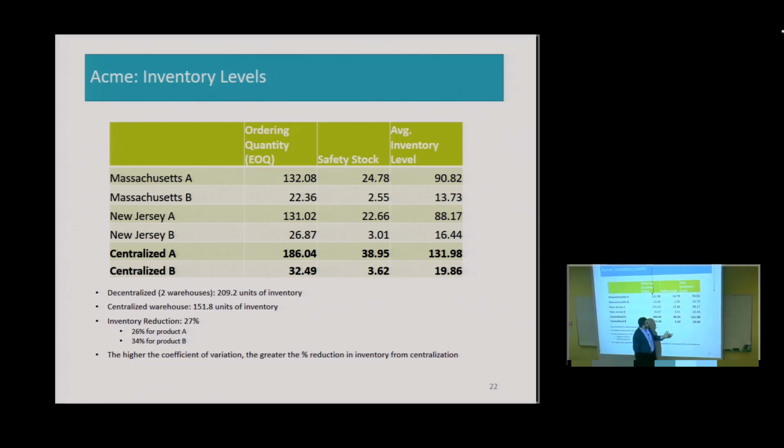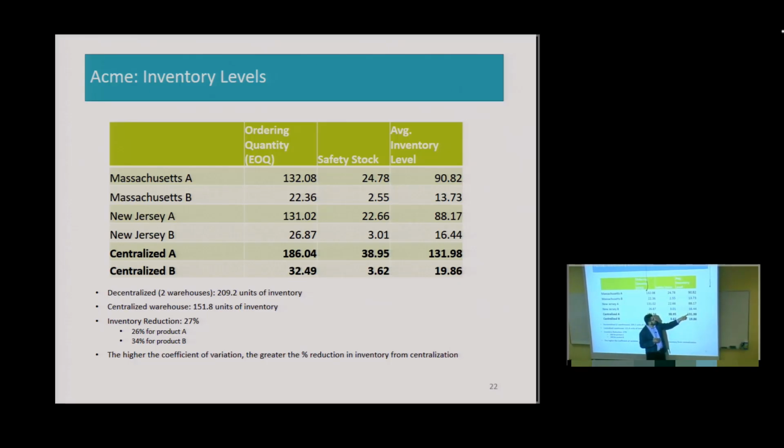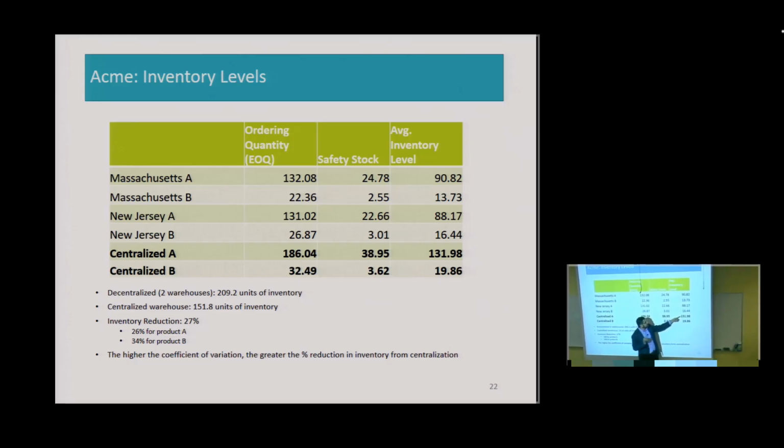Okay? So you can see in centralization, if you have just one warehouse, the total inventory it will have for product A will be 131, which is less than the inventory in a two warehouse system. In a two warehouse system, you'll have 88 and 90, which adds up to about 180. So you go from 180 units of inventory of product A to 130 units if you centralize. Again, the risk pooling effect.